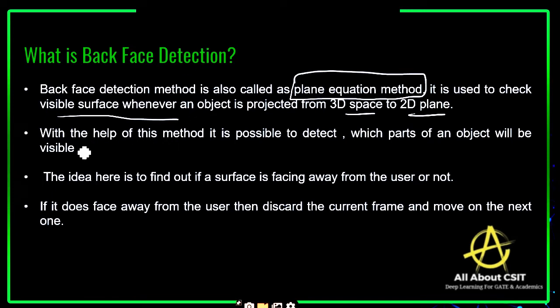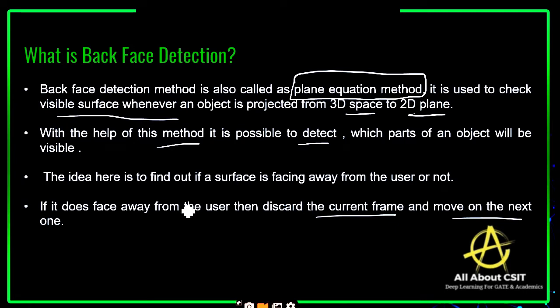With the help of this method, it is possible to detect which parts of the object will be visible. The idea here is to find out if a surface is facing away from the user or not. If the facing of the object is away from the user, then discard the current frame and move on to the next one.